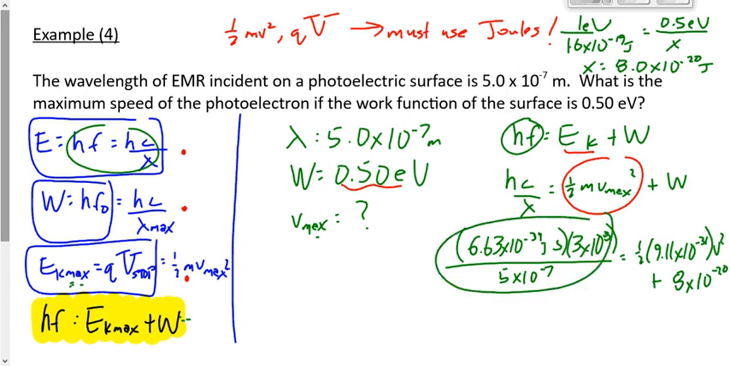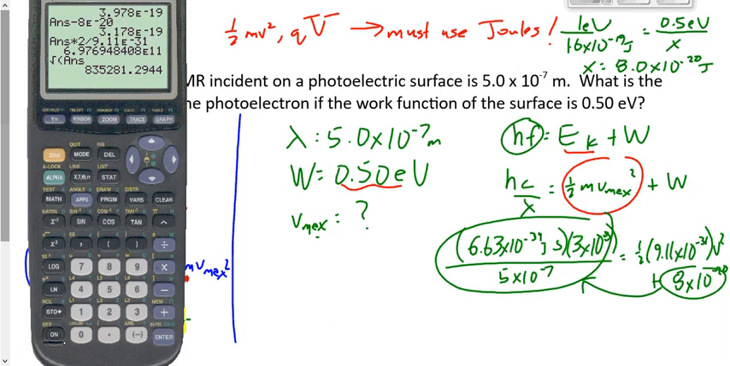So get this number and take this over by subtracting, then multiply by 2, then divide by 9.11, and then square root. Let's do that on the calculator just to make sure that you guys can follow along with that. 6.63 times 10 to the minus 34 times 3 times 10 to the 8 divided by 5 times 10 to the negative 7. Let's subtract from that the 8 times 10 to the negative 20. Now let's multiply that by 2, divide by 9.11 times 10 to the minus 31, and then let's square root that. Do we get a value of 8.4 times 10 to the 5?